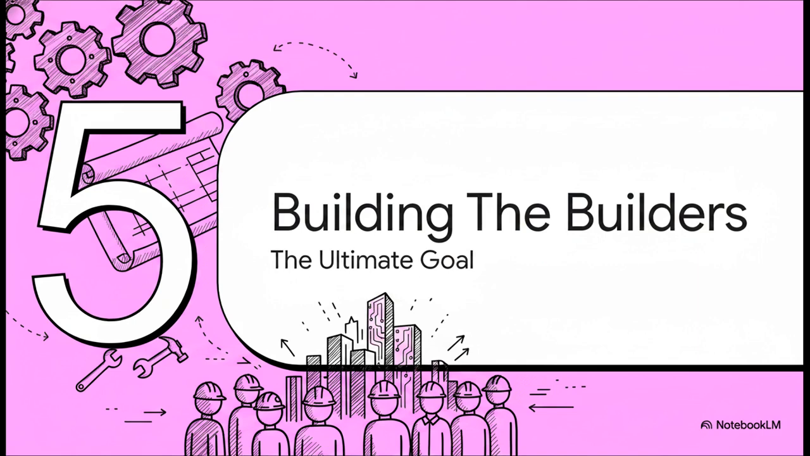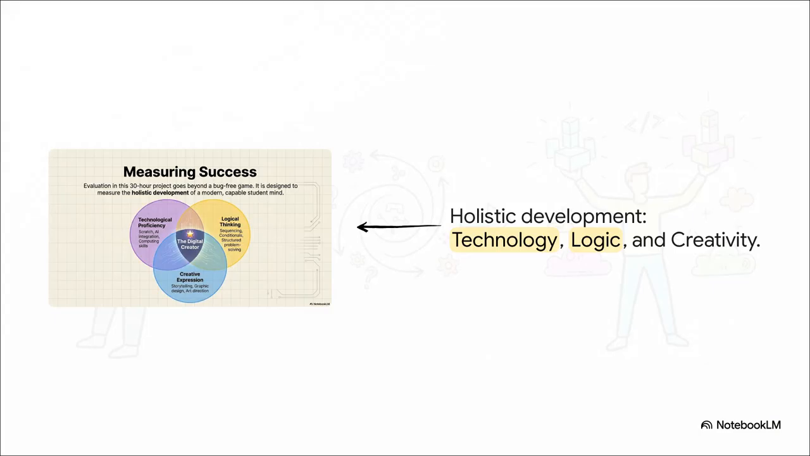Let's wrap things up with Section 5, Building the Builders. Let's take a step back and look at what we've actually accomplished by the end of this curriculum. Because evaluation here goes way beyond just grading a bug-free game. As you can see, it measures the holistic development of a modern, capable student mind. We're looking at the exact intersection of technological proficiency, logical thinking, and creative expression. Right there in the middle, that is the ultimate goal, the digital creator.